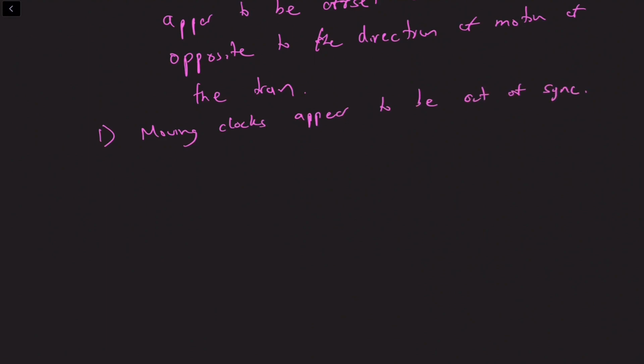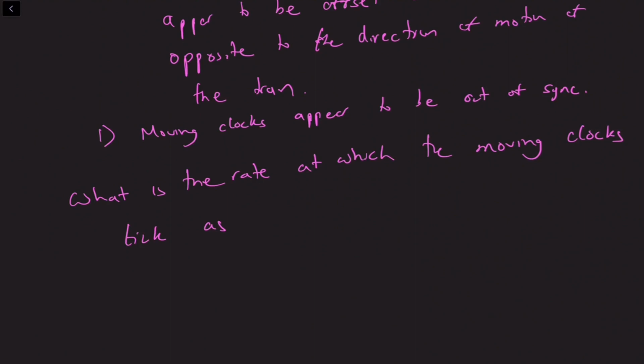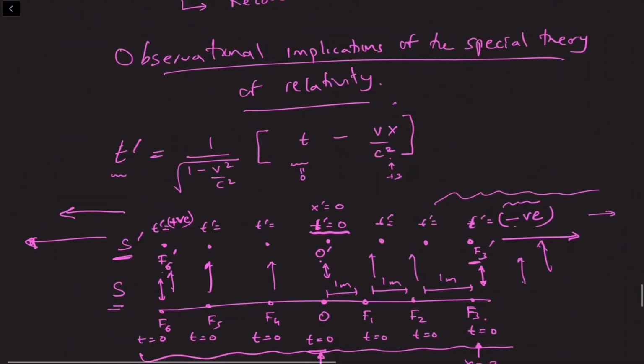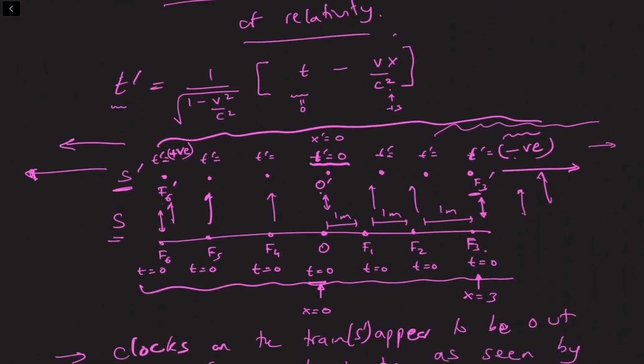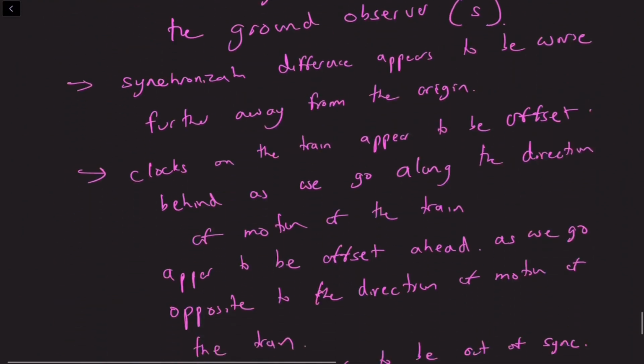But now we can ask a second question, which is, what is the rate at which the moving clocks tick as seen by the ground observer? Remember, according to the train observer, nothing unusual is going on. Their clocks are all in sync with each other, and their clocks are ticking at exactly the same rate as they would expect. They don't see anything strange about the rate at which their clocks are ticking. It's only when you make a translation to the ground observer, who is trying to interpret what the train observer is seeing, that you run into these strange things.